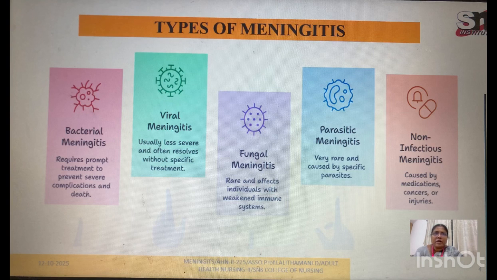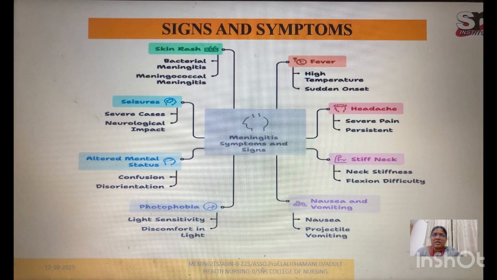Then the types of meningitis: bacterial meningitis, viral meningitis, fungal meningitis, parasitic meningitis, and non-infectious meningitis. When we talk about the causes of meningitis, once we rule out all these causes, the same will be the types of meningitis and the reflecting manifestations.